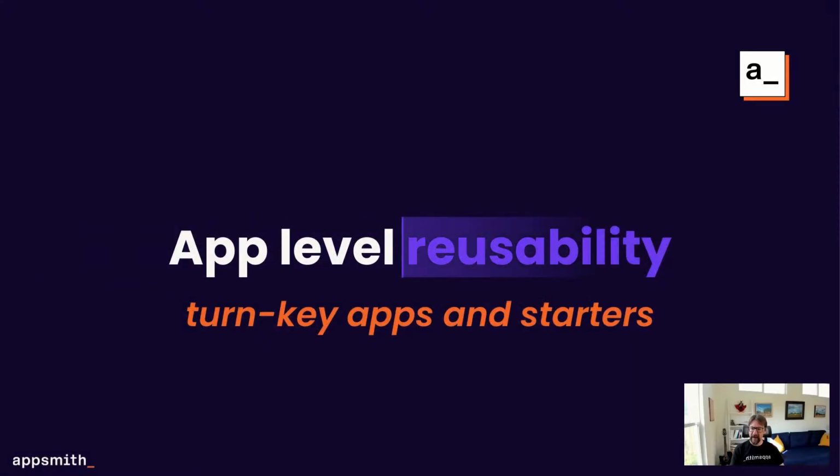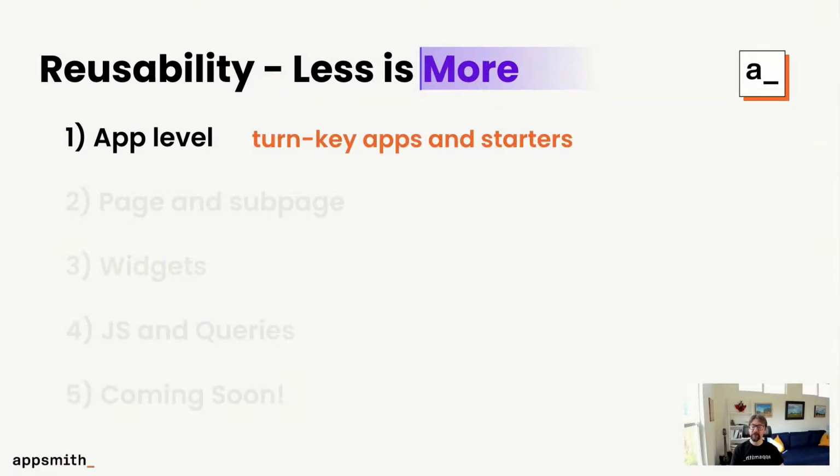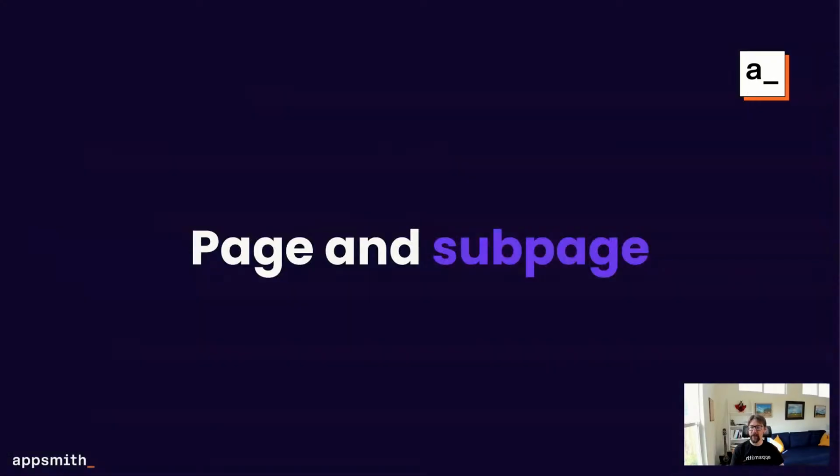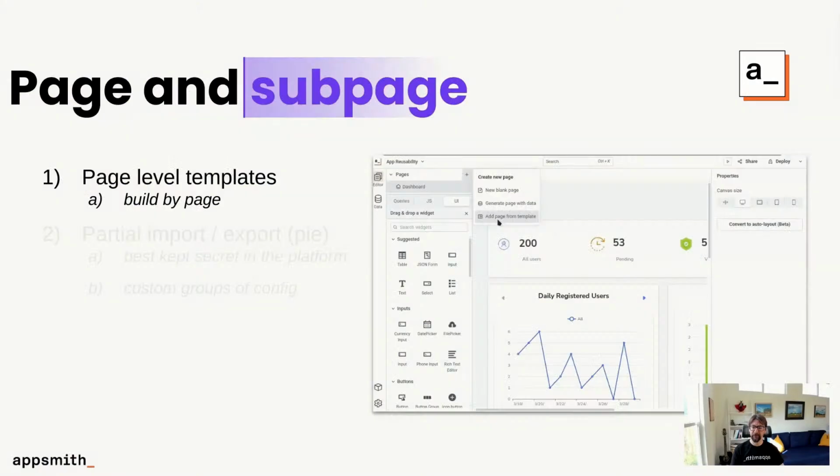So we've seen that app level reusability is baked right in. You've got turnkey apps and you've got some really high level starters. This means that you can move very quickly and you can start with a full-fledged application right out of the gate. But what happens when you want to go below the full app? Let's talk about that at the page and the sub-page level.